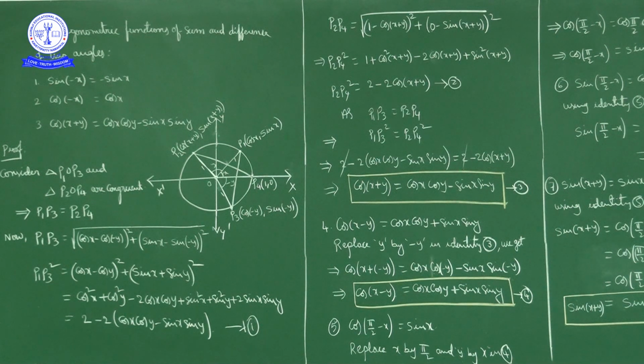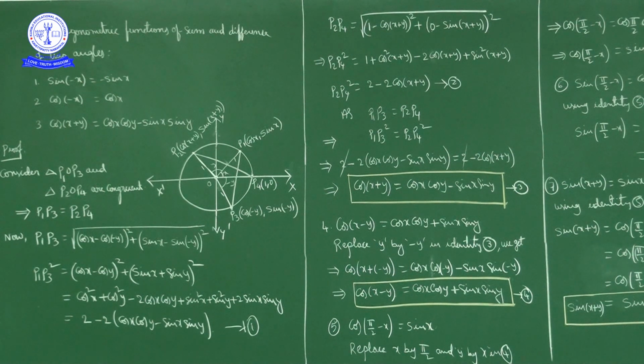Now in trigonometric functions, we have a total of 6 trigonometric functions. Out of those 6, cos and secant are even functions. The remaining 4 are odd functions. Means sin of minus x is minus sin x, cosecant of minus x is minus cosecant x, tan of minus x is minus tan x, cot of minus x is minus cot x. But cos of minus x is cos x, and secant of minus x is secant x.